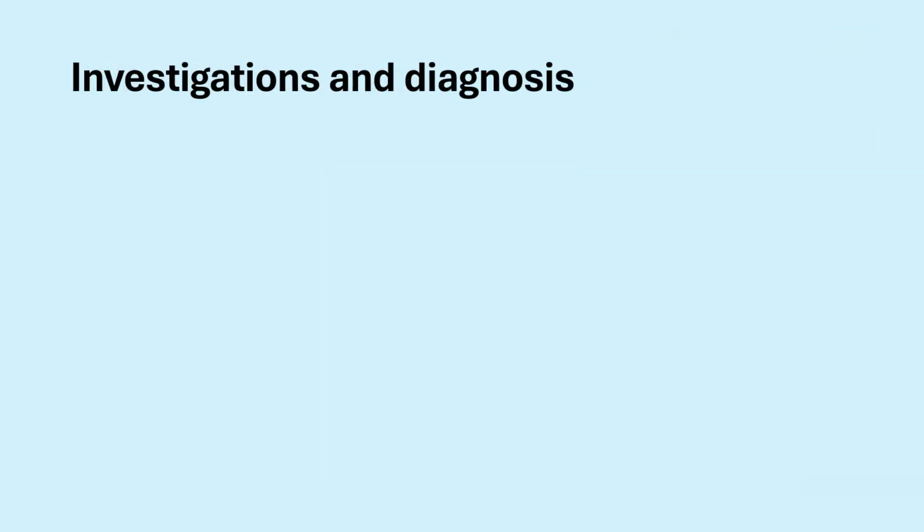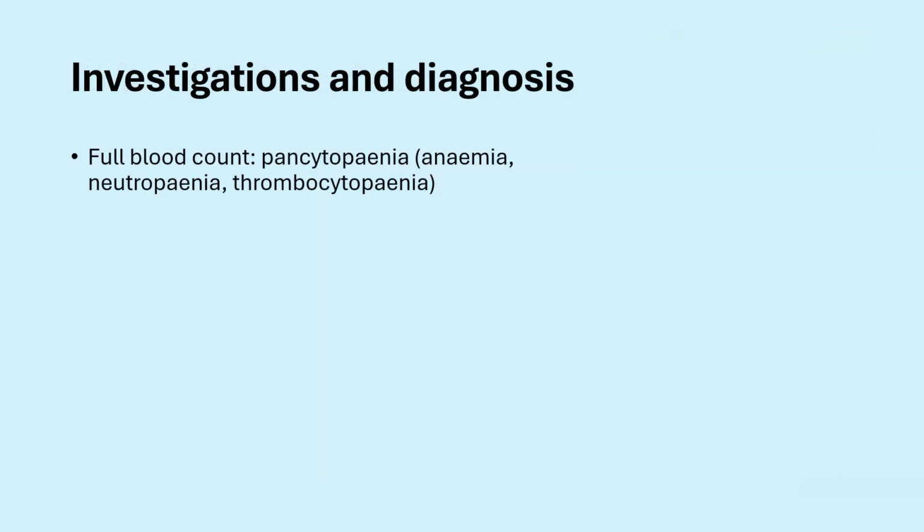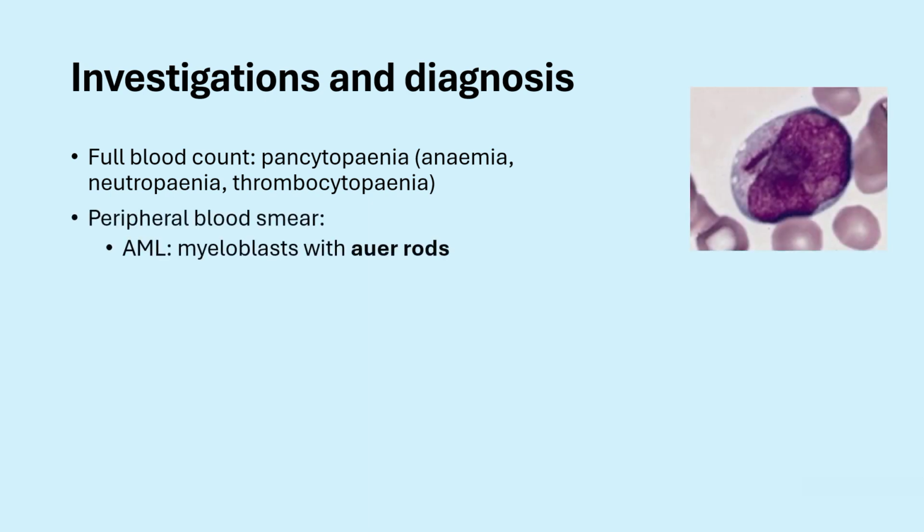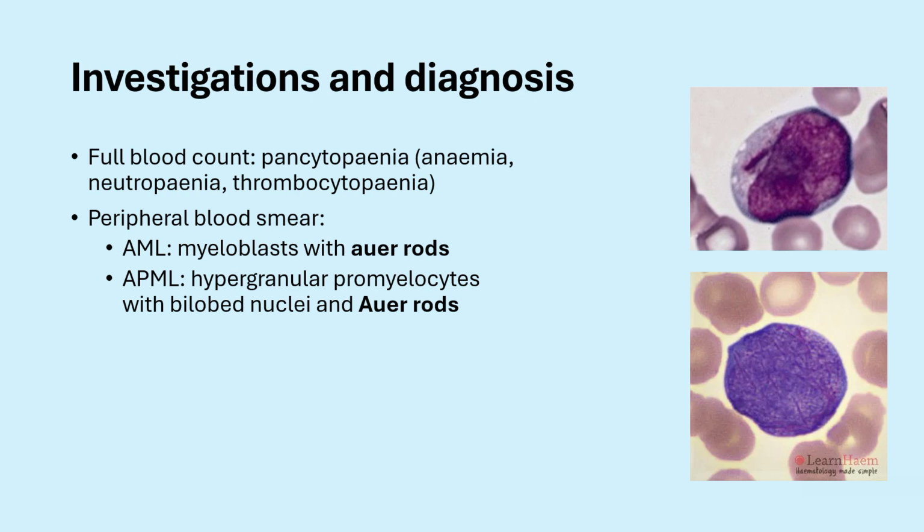In order to diagnose AML, the first appropriate investigation to do is a full blood count, where pancytopenia can be seen. This is defined as anemia, neutropenia, and thrombocytopenia. A peripheral blood smear is a useful investigation as it can identify Auer rods in both AML and APML. What further distinguishes APML is the hypergranular promyelocytes with bilobed nuclei, which is shown in this image here.